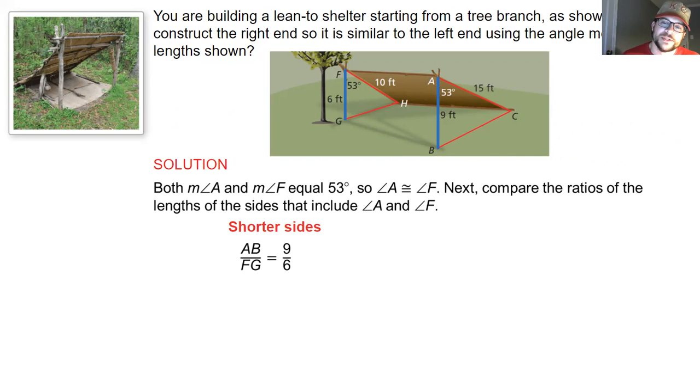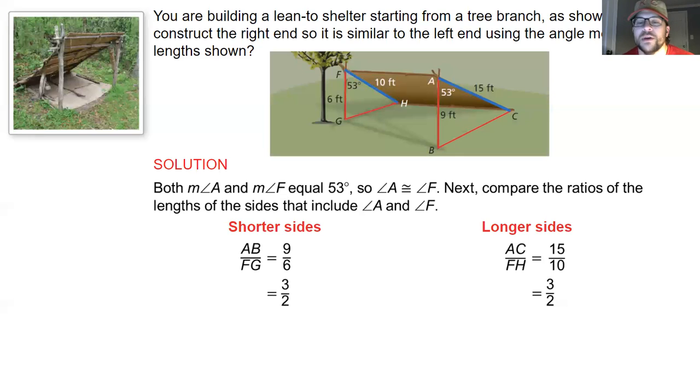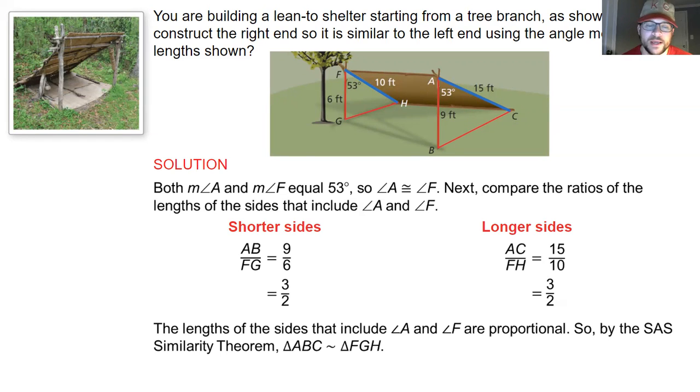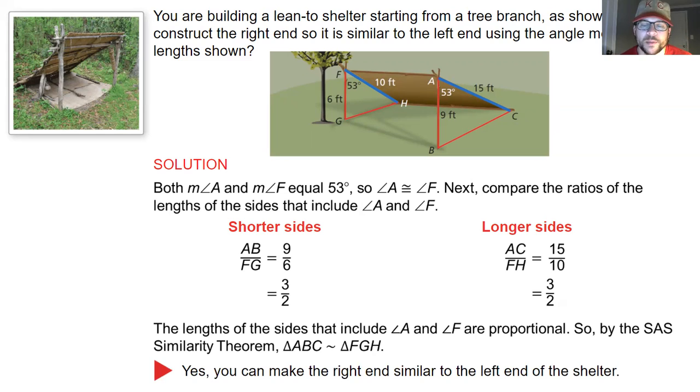So we have 9 over 6. The 9 feet is the AB and the 6 feet is the FG. Reducing this down to 3 over 2. Then we're going to do the longer sides. AC is equal to 15 and FH equals 10, reducing those to 3 over 2, and the included angle between them is 53 degrees. So since your angle is congruent and the included sides are proportional by SAS, you can say that these two triangles are similar. So yes, you can make the right end similar to the left end of this shelter.